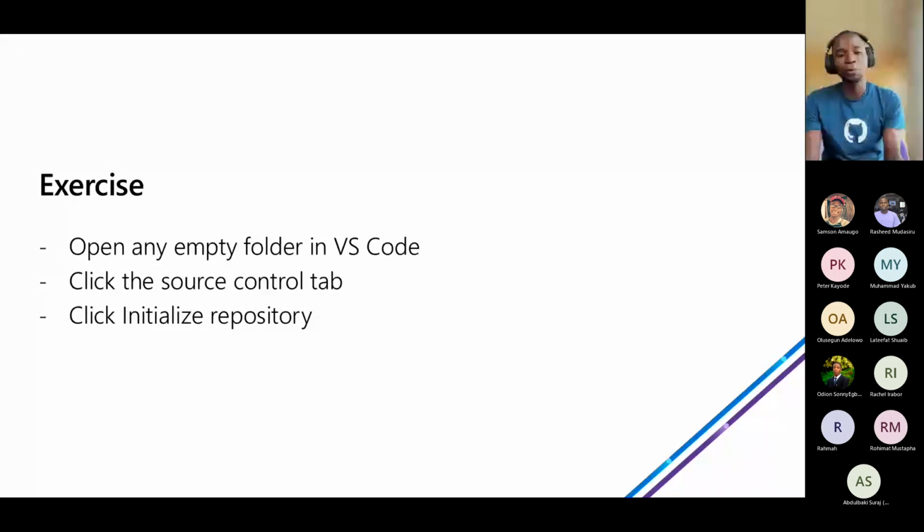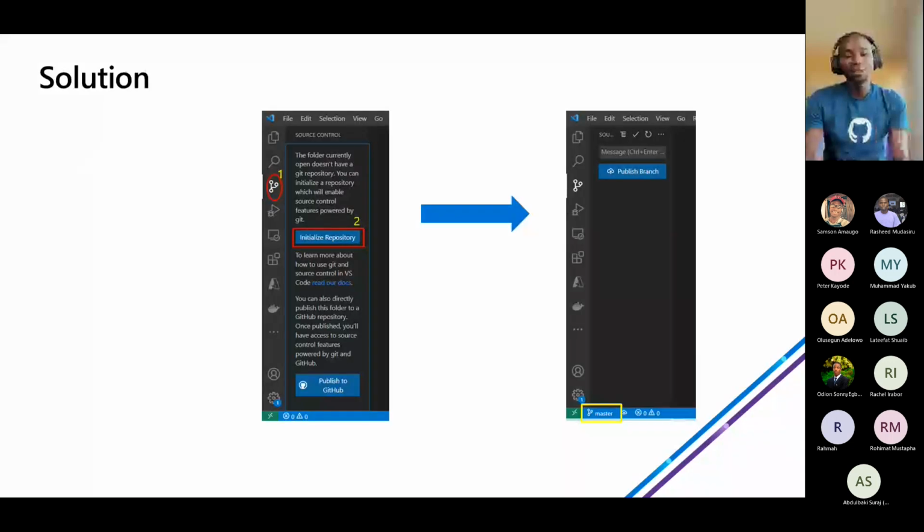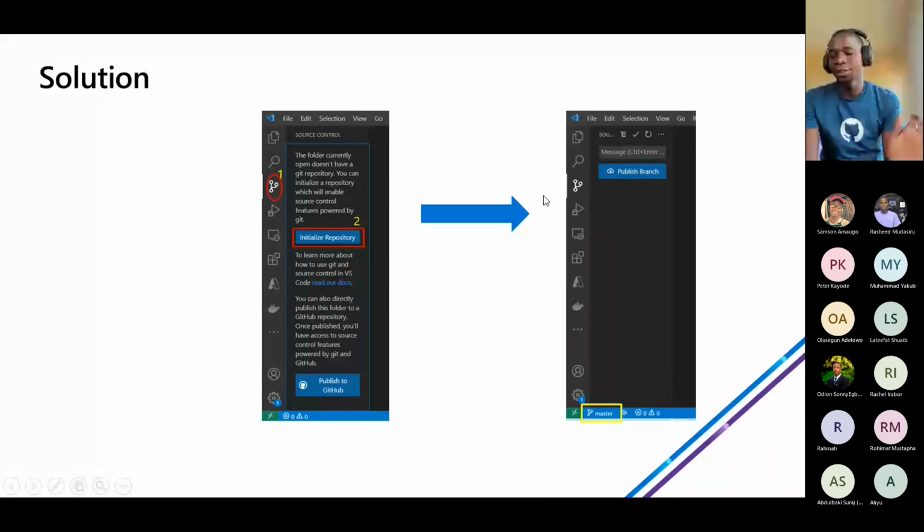So if you are following along, just open an empty directory in your Visual Studio Code, then click on the source control tab, then click initialize repository. This is the solution of what we have to do. The red circle here is the first thing to do after opening the directory. This is the second thing to do, which is initialize Git repository. And after doing that, we have what we have in this right panel. Cool. I believe we are following along, and it's pretty straightforward for us.